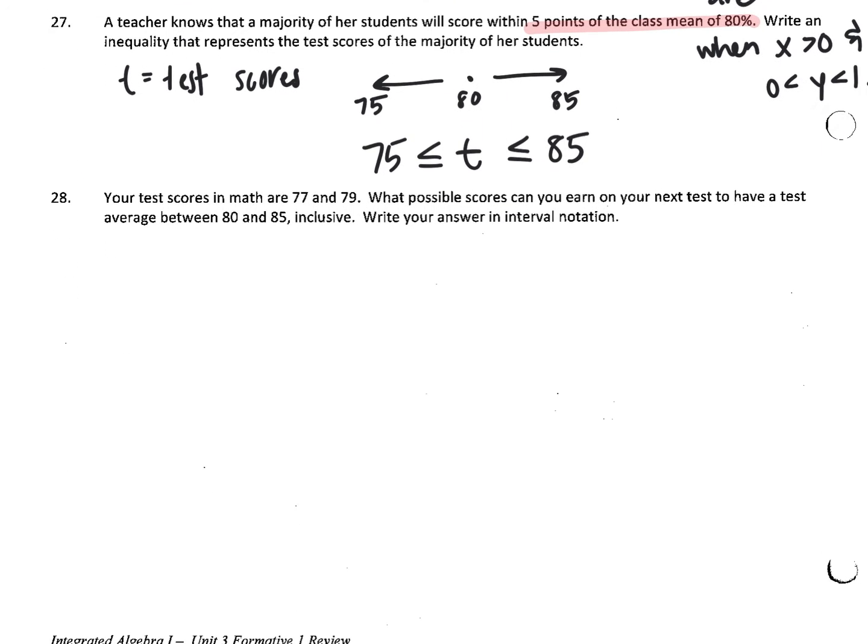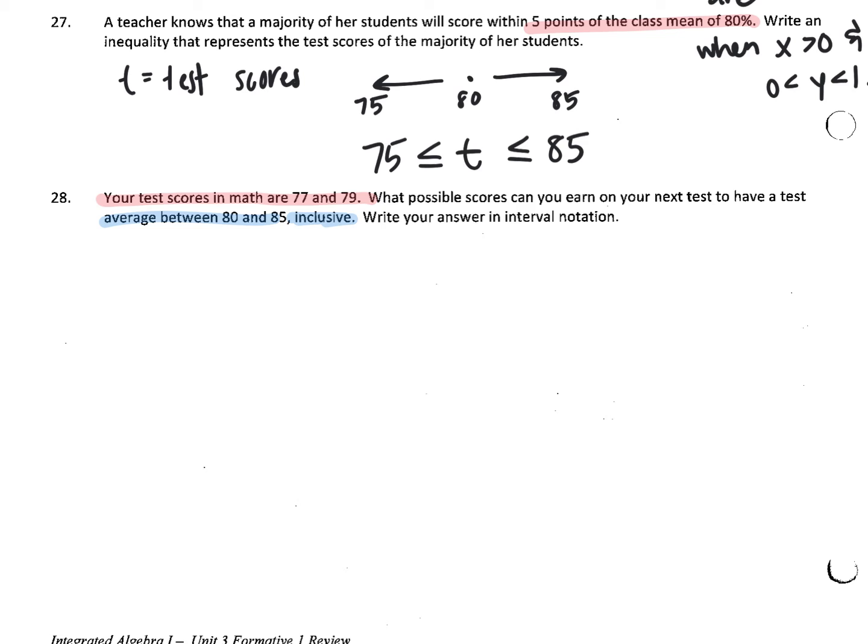All right, last one, number 28. My test scores in math are 77 and 79. What possible scores can I earn on the next test to have a test average between 80 and 85 inclusive? Write your answer in interval notation. Okay, so there's kind of a lot of things going on here.